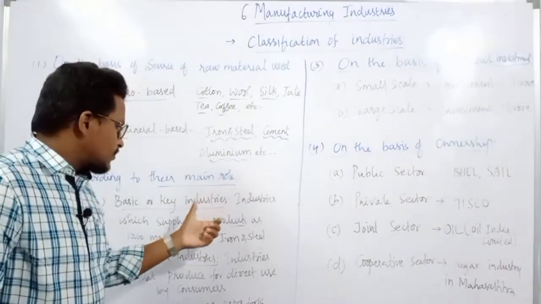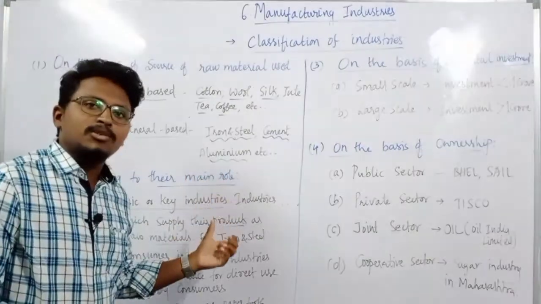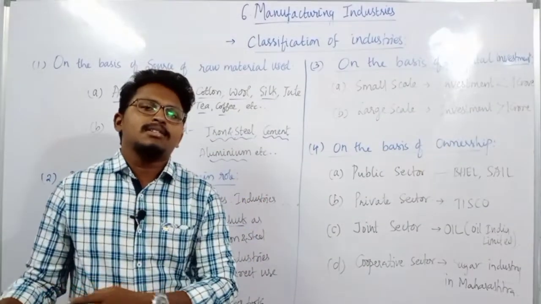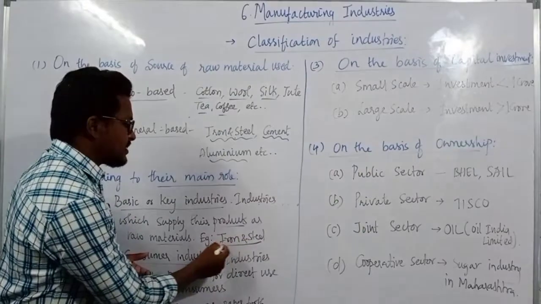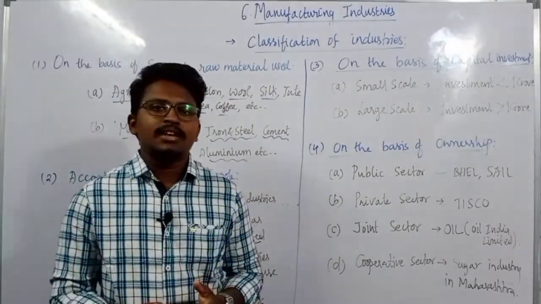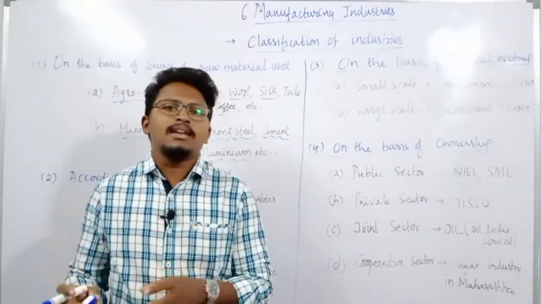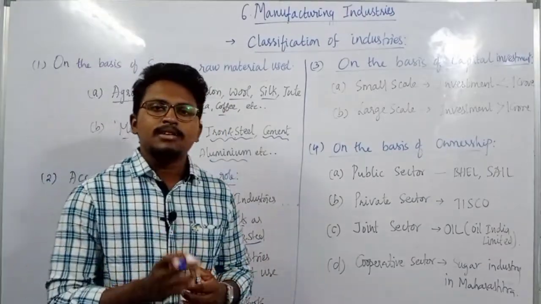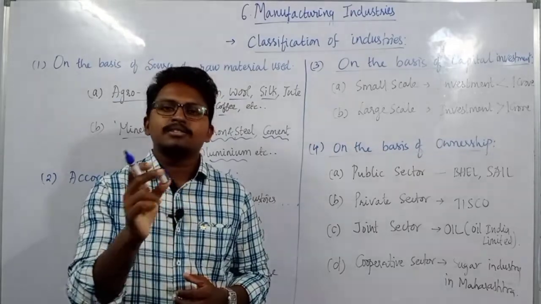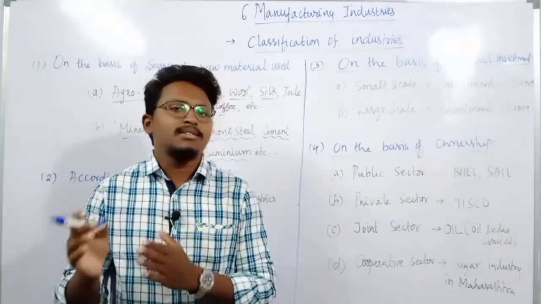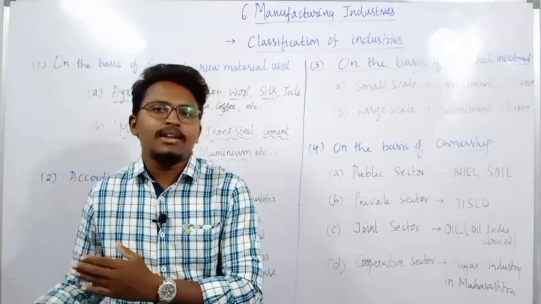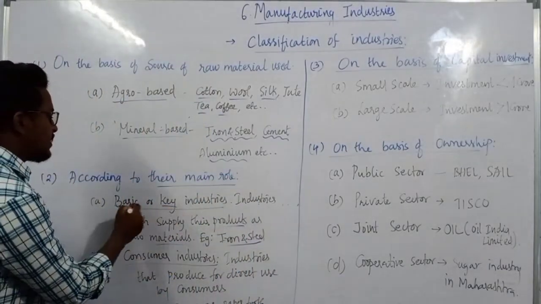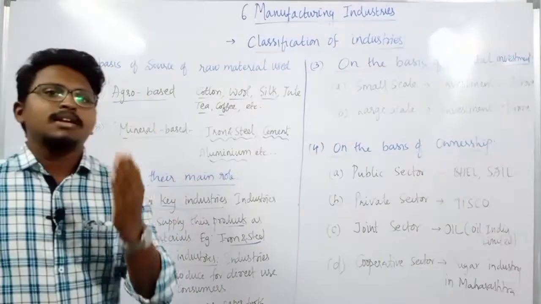That means whatever things are produced by these industries are used as raw material in other industries. Suppose you take the iron and steel industries. All these industries produce iron and steel, which is the output of the iron and steel industry. But this output is used as a raw material in other industries. That means these are providing the basic things for the other industries.